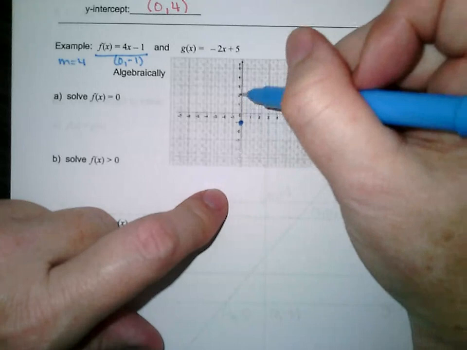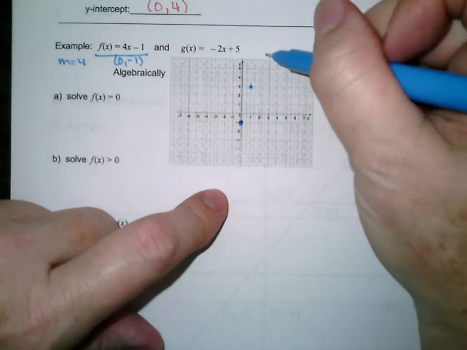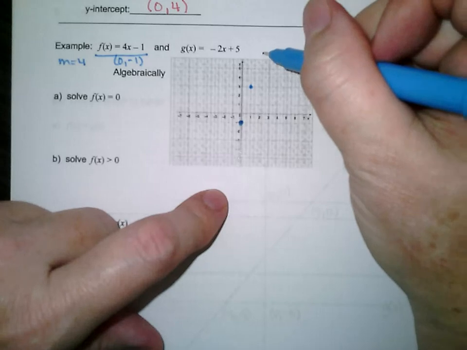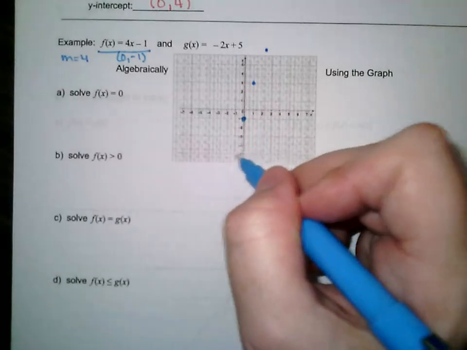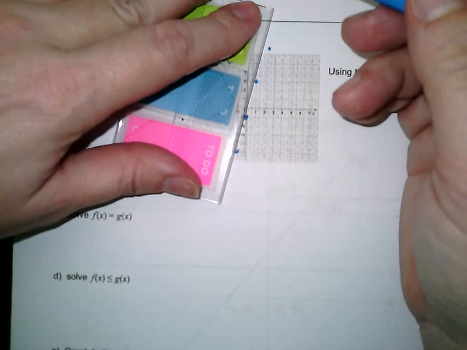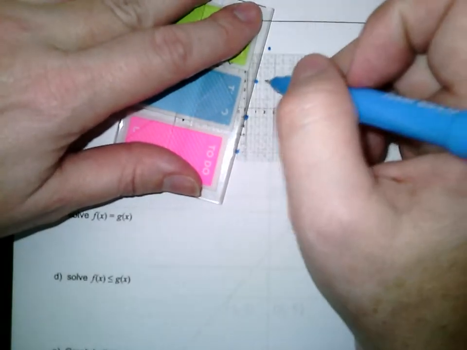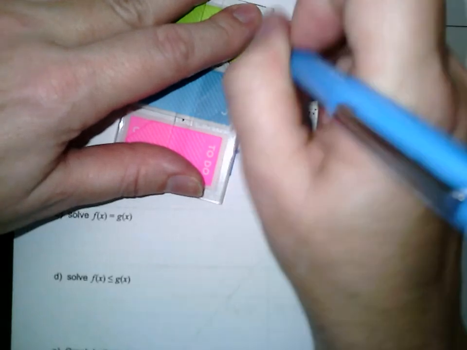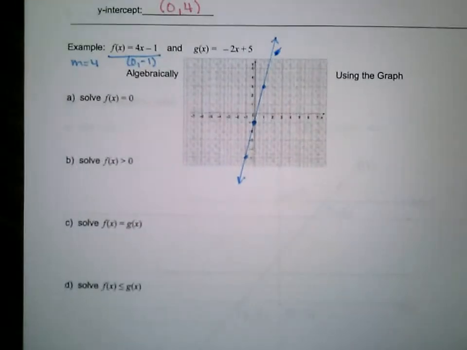So up 4 over 1, up 4 over 1. Or we could have gone down 4 and left 1. As long as we get that slope positively sloped. This one is not in line very well, so I'll just use these 3. We'll ignore that dot. Hopefully your dot is better. So that is my f of x graph.